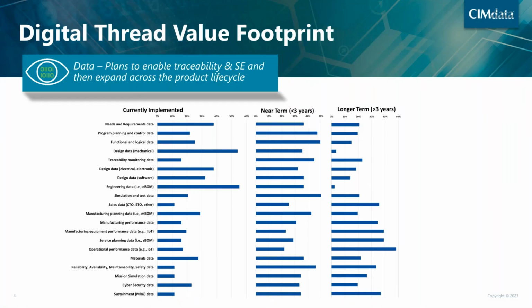What are they currently implementing? What do they look to implement or enable in the next 3 years or so? And then what do they expect to implement after the first 3 years? And what you'll notice here is there's quite a bit of plans in the bigger picture of traceability.